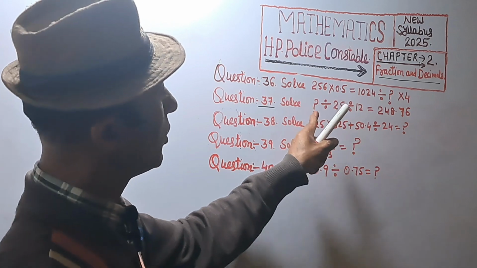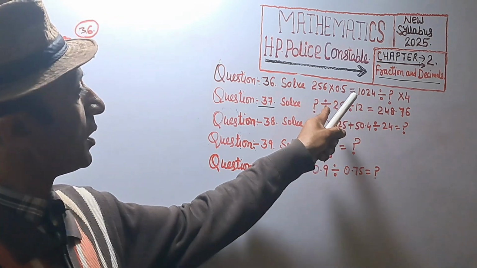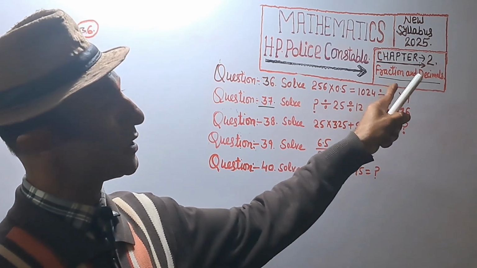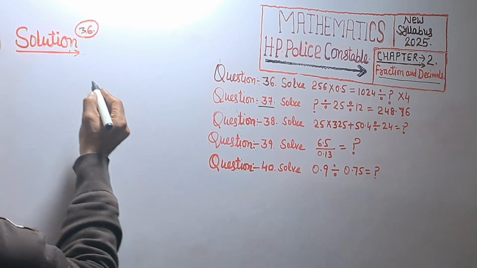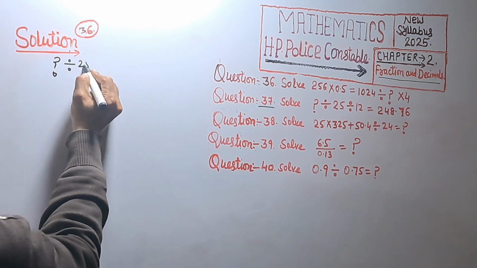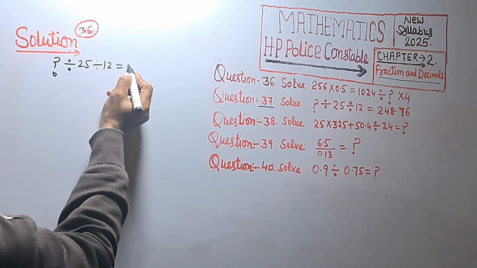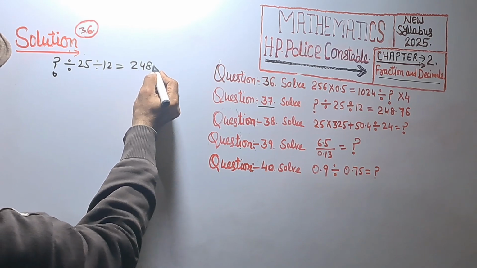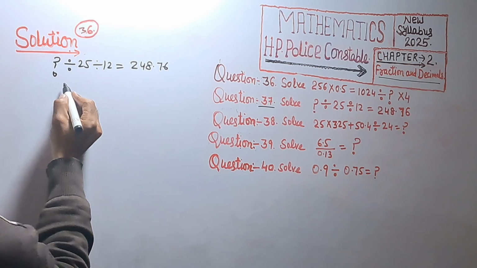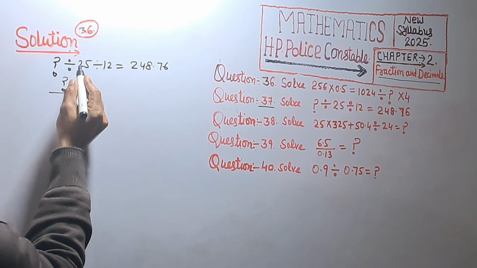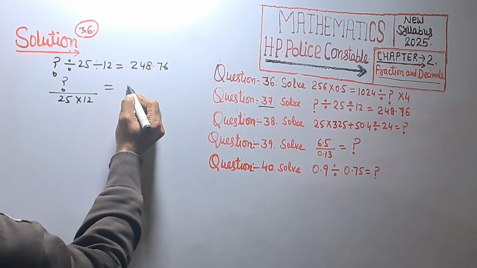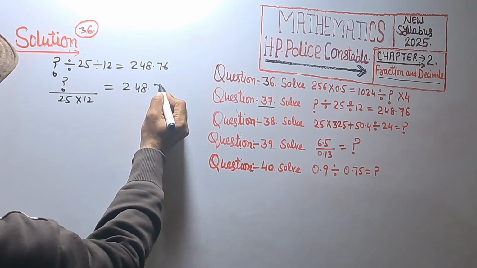37. Solve sign of interrogation divided by 25 divide 12 equal to 248.76. Given question is sign of interrogation divided by 25 divide 12 is equal to 248.76. Sign of interrogation upon divide means 25 and 12 equal to 248.76.